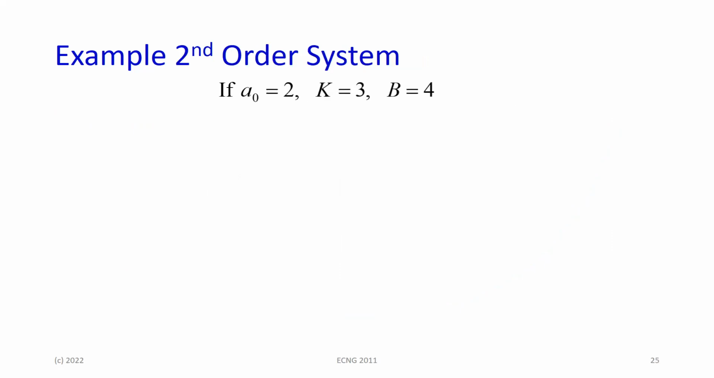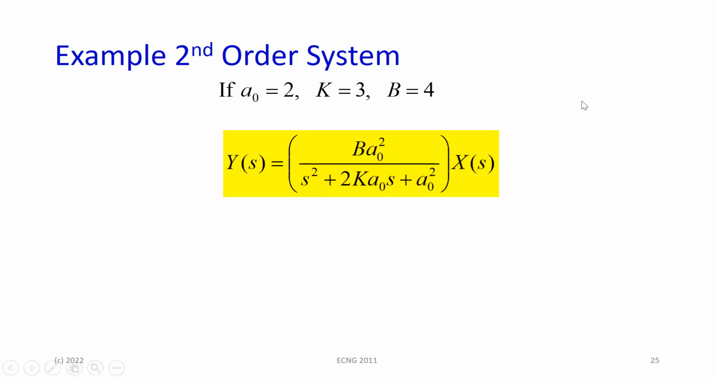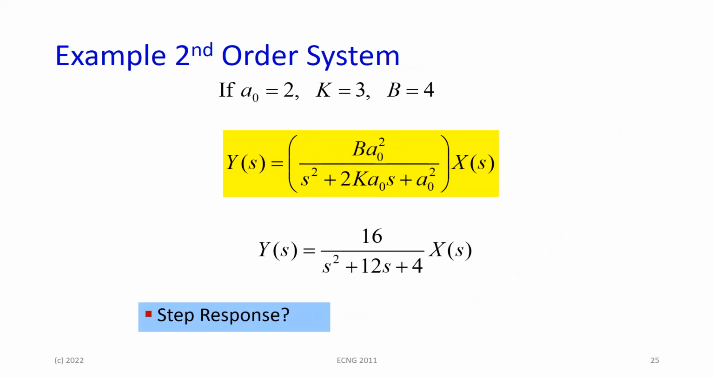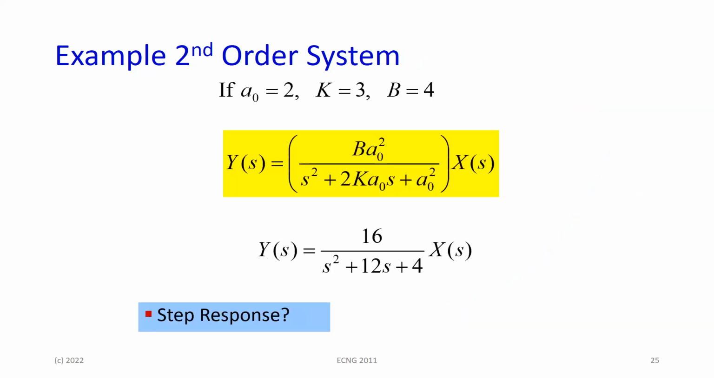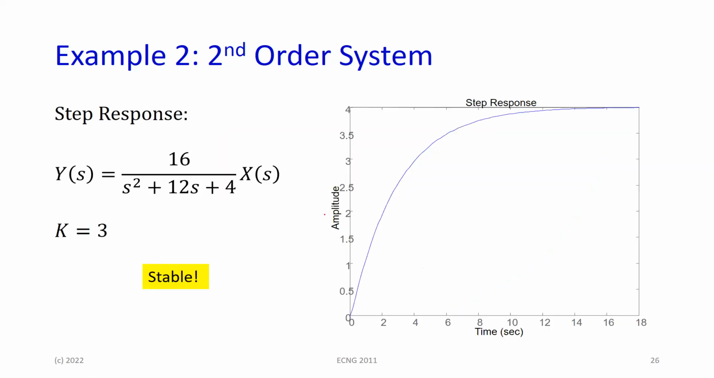Take the same system and make K equal to 3. When K is greater than 1, we said the system is supposed to be stable. So we plug that inside of here. This is what we get. X(s) is 1 over s. Notice what's happening here. The system has a step response, and the system responds nicely.